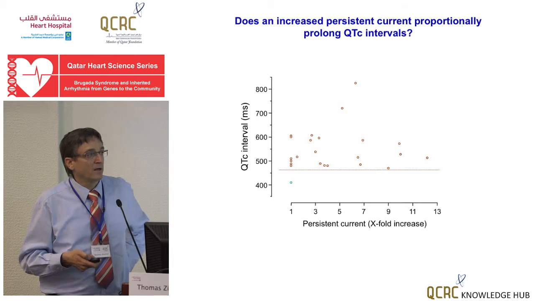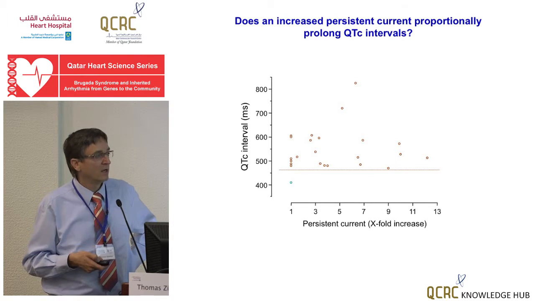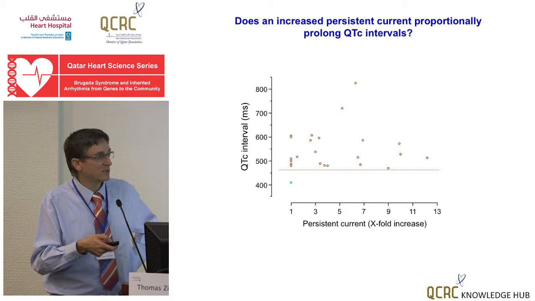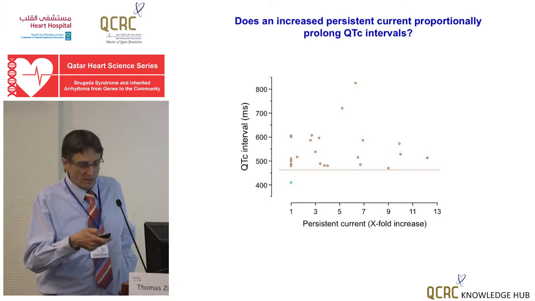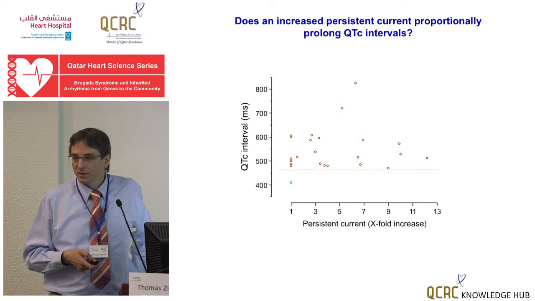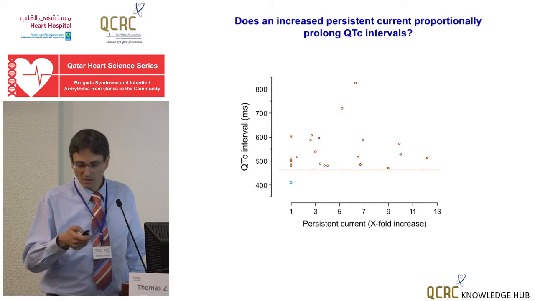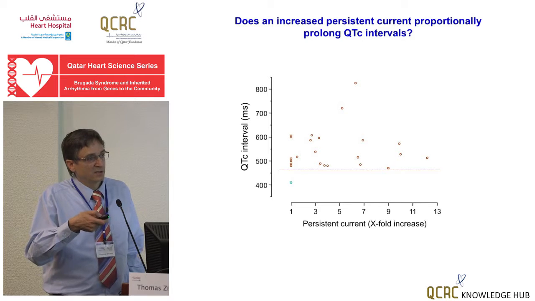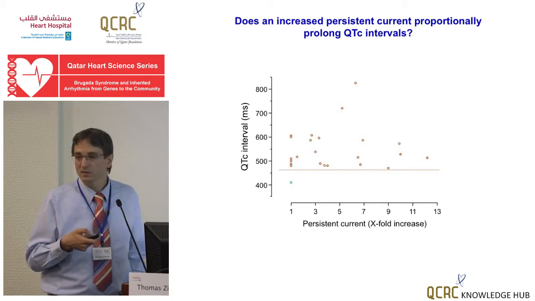So I checked the literature, and the normal or average QTc value in these papers was about 410. And here you can see the distribution of those spots. Each spot corresponds to a mutation. So this means that there are patients with a 7-fold increase of the persistent current showing with this QTc value.